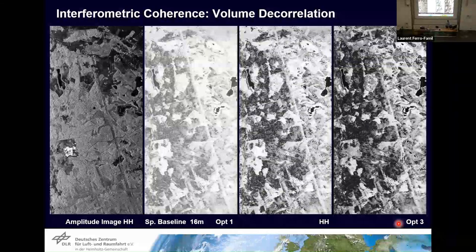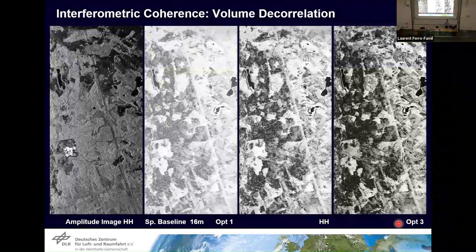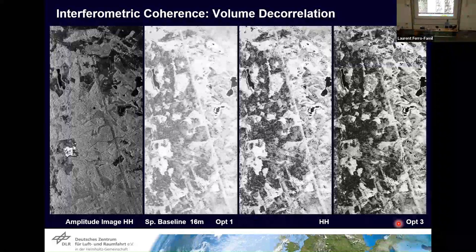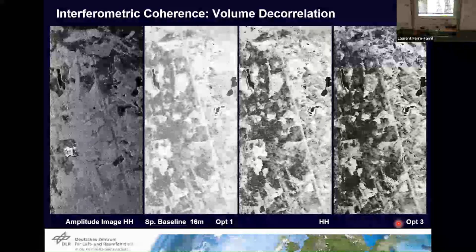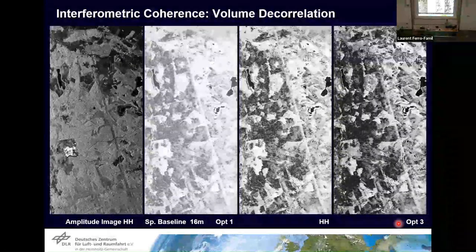But what is important to say there is that now, with these scattering mechanisms, so this vector W, you can play many games. For instance, one game that you can make is to try to look for the W that maximizes the coherence or minimizes the coherence. So you look for the polarimetric channel that gives you the maximum interferometric coherence and the minimum interferometric coherence.